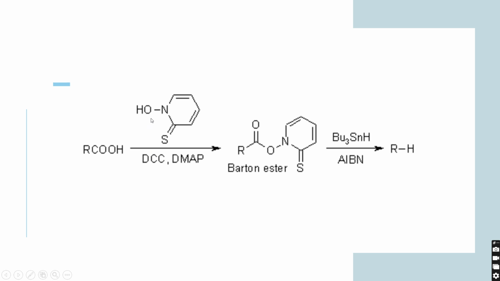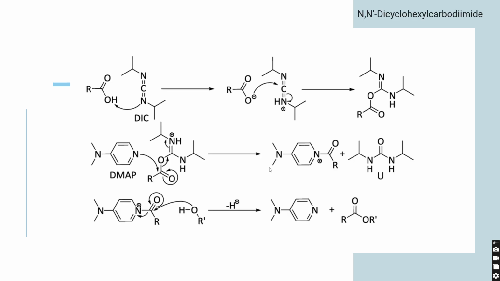This hydroxy functionality undergoes coupling with the carboxylic acid functionality to give you this RCOO functionality. This ester functionality is introduced by DCC coupling, and DCC is nothing but dicyclohexylcarbodiimide. For the mechanism, the dicyclohexylcarbodiimide can abstract a proton from the carboxylic acid in this way to give you the carboxylate conjugate base. And that can undergo addition to your DCC which is protonated, and you get an intermediate product of this type.